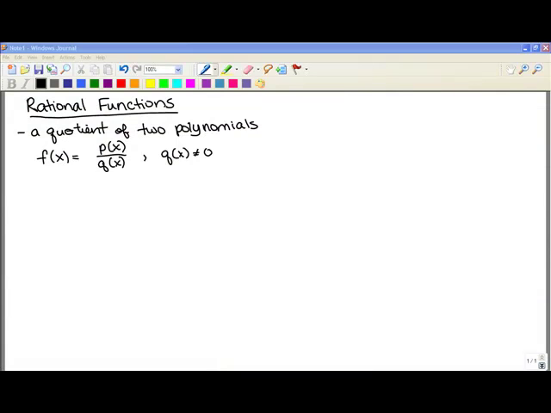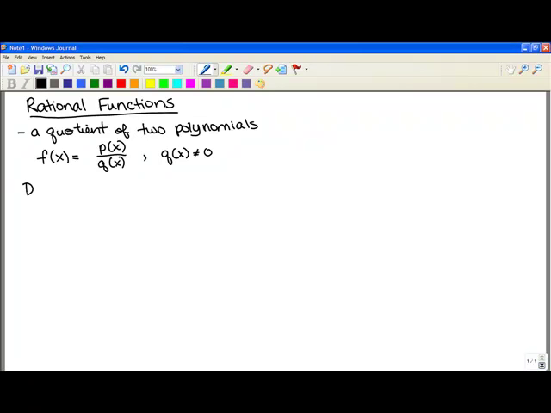Rational functions are defined as a quotient of two polynomials. For example, we have f of x equals p of x divided by q of x, where the denominator q of x cannot equal 0. In order to solve rational functions, we always want to try to factor the functions first. This video will take a look at how to find the domain of rational functions.